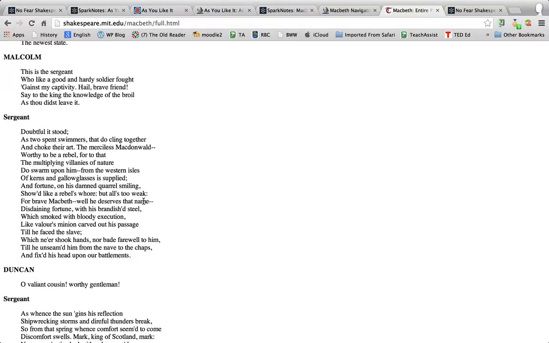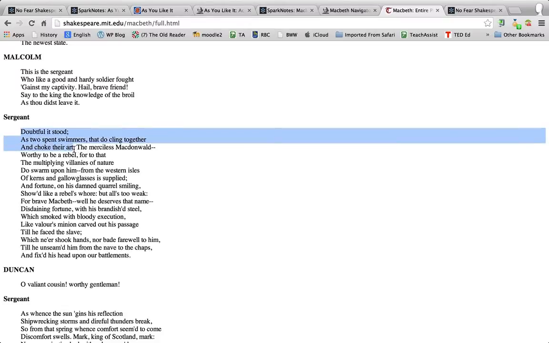So let's get going here. I know where my sentences are. If you need to start slow, start with your sentences. Okay, here's a complete idea. So basically, Malcolm says, "Say to the king the knowledge of the broil as thou didst leave it," as you left it. "Doubtful it stood." Okay, doubtful, I know the battle. So the battle was doubtful. "As two spent swimmers that do cling together and choke their art."